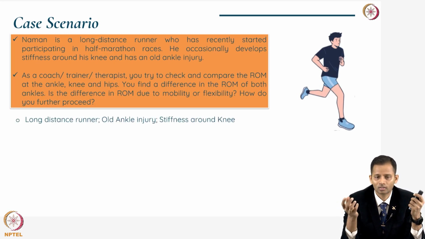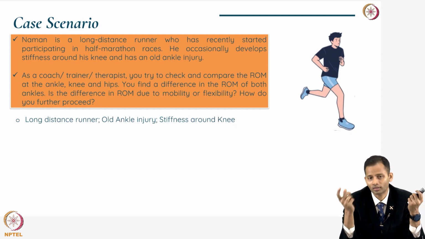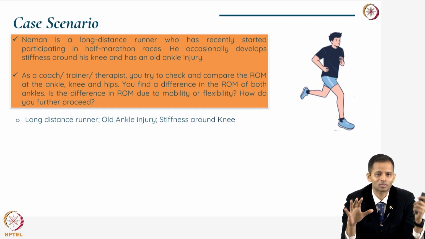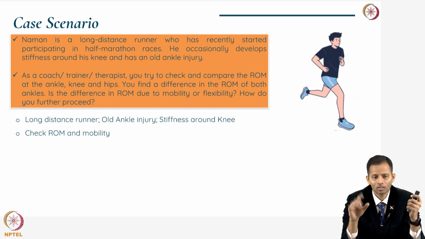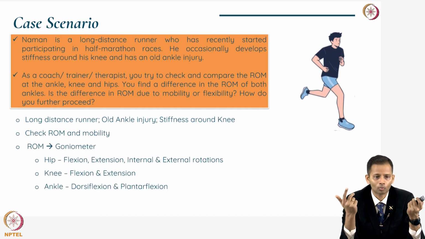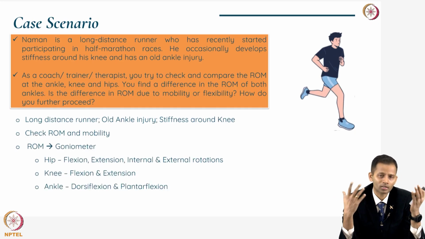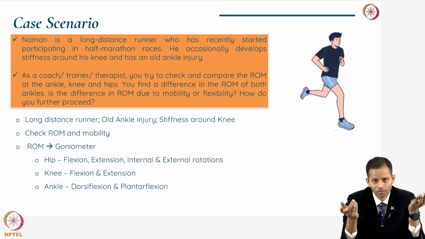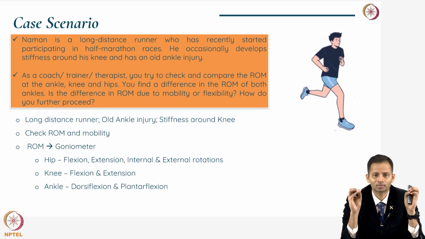So he's a long distance runner. He has a history of an old ankle injury, and the stiffness around the knee is the main problem that he is facing. So we check the range of motion and the mobility. Range of motion you can check using a goniometer. You have an objective tool to assess the angle.